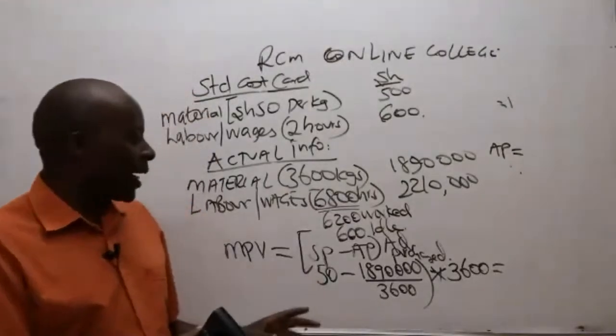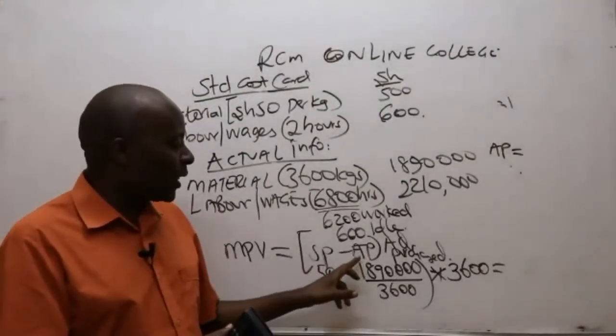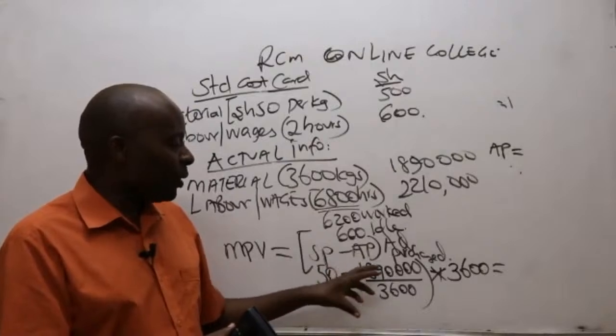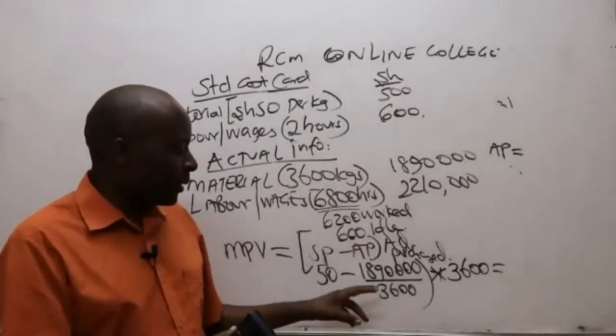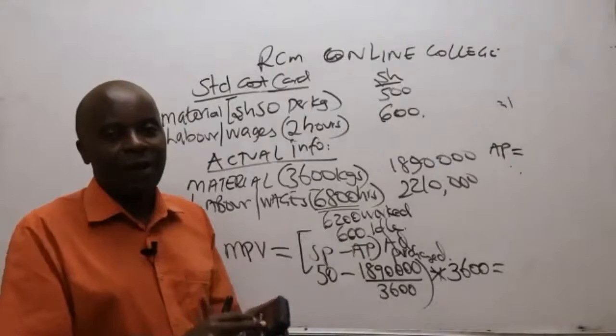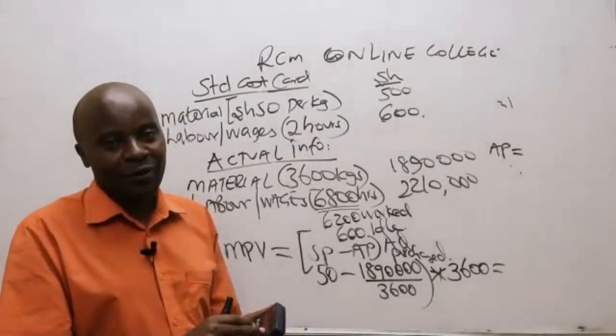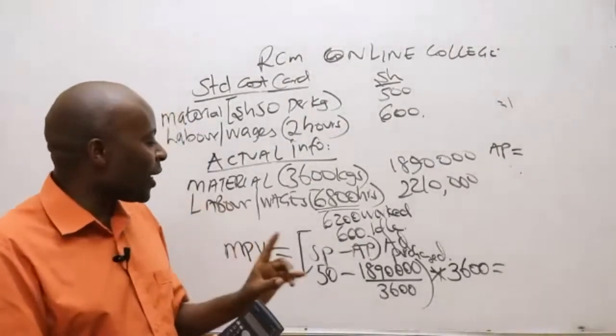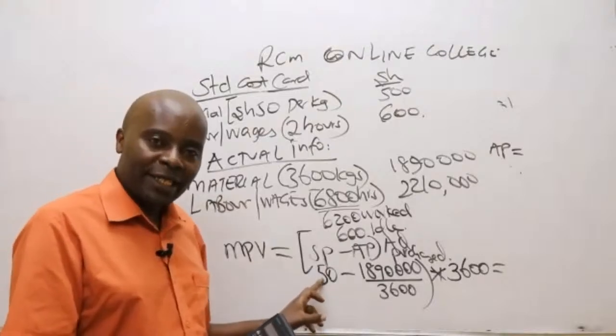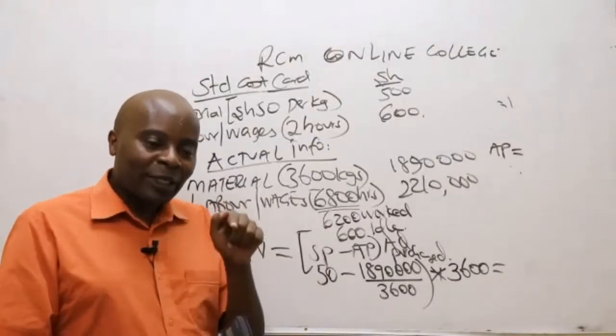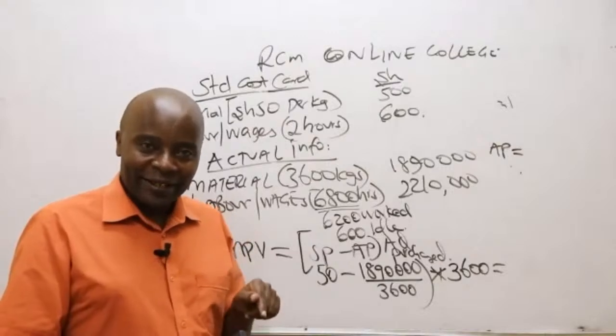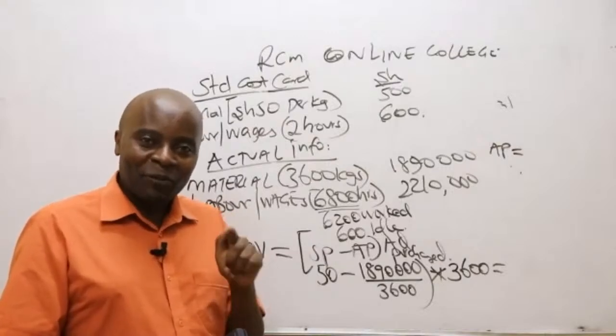Ladies and gentlemen, I can see something here: from this question, the actual price is supposed to be 525. It's supposed to be 525. And therefore, there is no way the standard can be 50. So it means that the person who typed this question for me made a mistake.